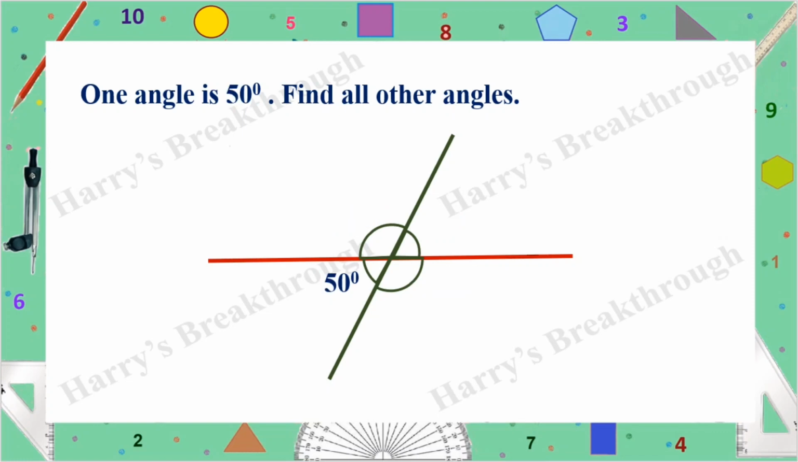If one angle is given as 50 degrees, find all other angles. How can we find that? First we write the measure of the opposite angle as 50 degrees. And this angle, being a linear pair, will be 180 minus 50, which is equal to 130 degrees. And this opposite angle is also 130 degrees. Like that, we can find all the other angles.